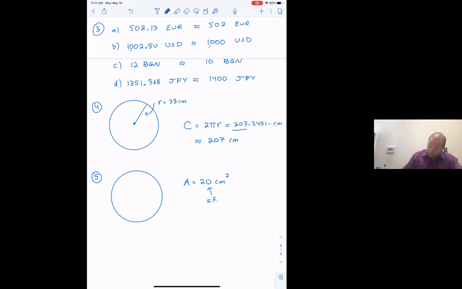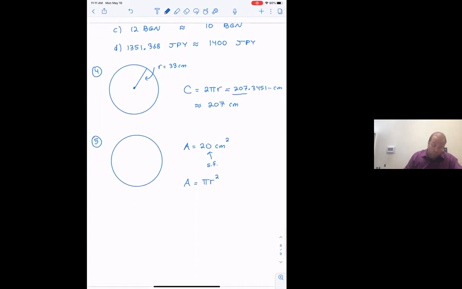Well, here we have to do a little algebra. We know area is pi r squared. My goal is to find the radius, so I have to get that by itself. If I divide both sides by pi, then I get area over pi equals r squared. And how do I get r from r squared? I take the square root. So I get r equals the square root of area over pi.